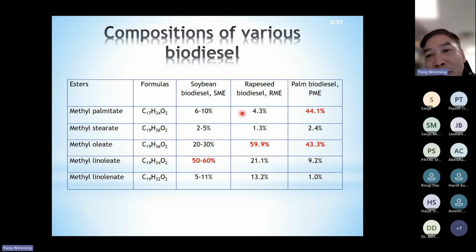So you can see the major components. Okay, the percentage is different for the different feedstock. For example, in this palm biodiesel, this composition has the biggest percentage. The second biggest one is this one, 43.4. And for rapeseed biodiesel, this composition has the highest percentage. And for soybean biodiesel, this composition has the highest percentage. So for biodiesel produced from different feedstock, the percentage of the major compositions will be different.